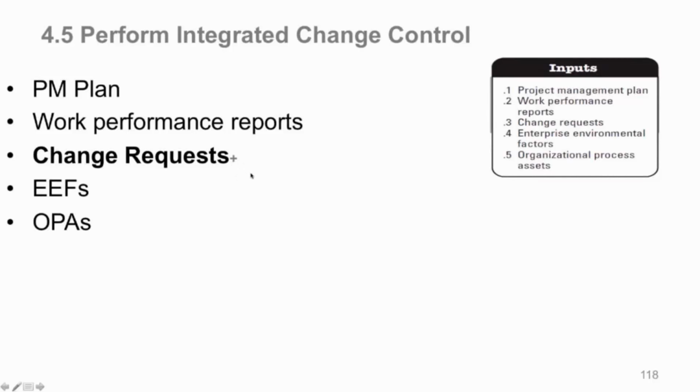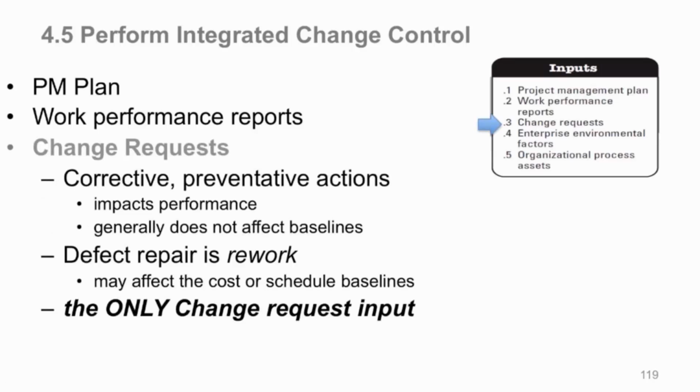So the primary input of Perform Integrated Change Control is obviously all those change requests. They could be corrective actions, they could be preventative actions, and these things may impact performance of your project. They themselves generally don't impact your baselines for corrective and preventative actions unless it gets out of control, and then you may need to change your baseline. Defect repair, again, is rework. So that may affect your cost or schedule baselines if you have enough rework where you're going to get out of whack on your money and on the time you have left after you make fixes to complete the project in time. So they may have an impact on your baselines. And again, Perform Integrated Change Control is the only place where change requests are inputs.